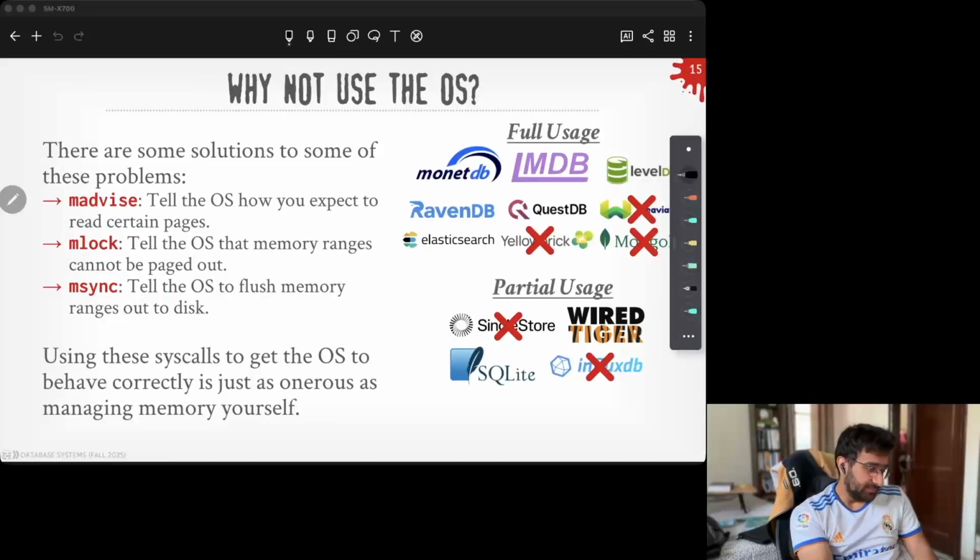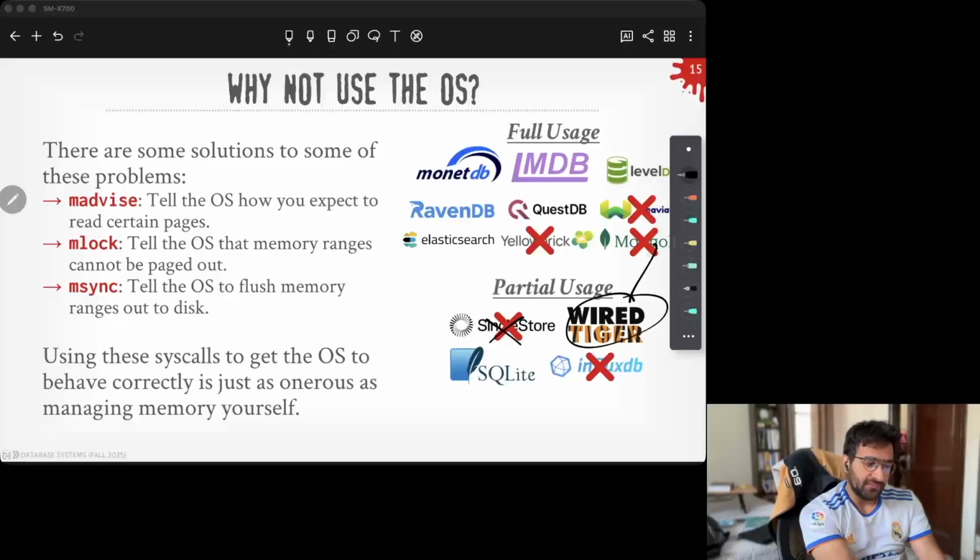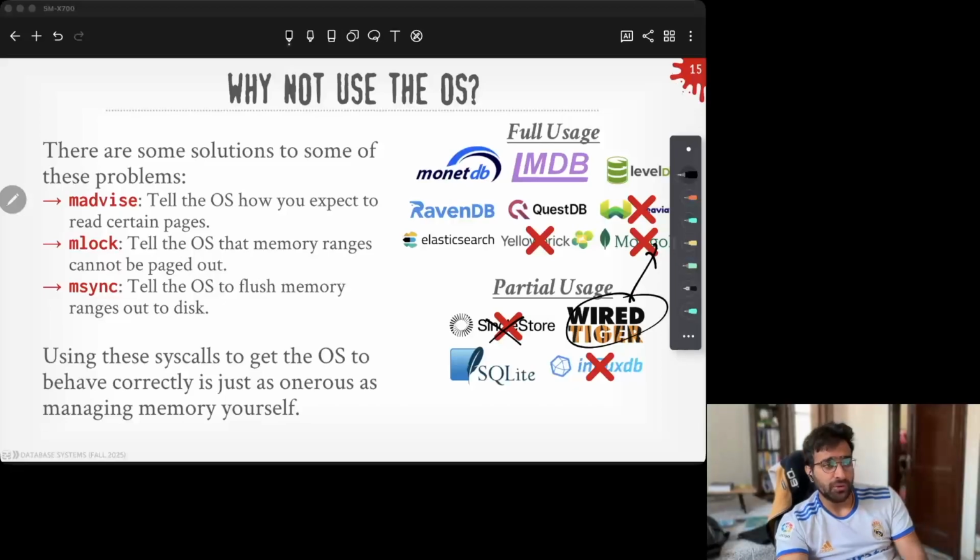So these slides show that all these systems have moved out of mmap. MongoDB, as we said, introduced WiredTiger. Most of the systems above, like Elasticsearch, are just in-memory stores, so they can use it. But yeah.